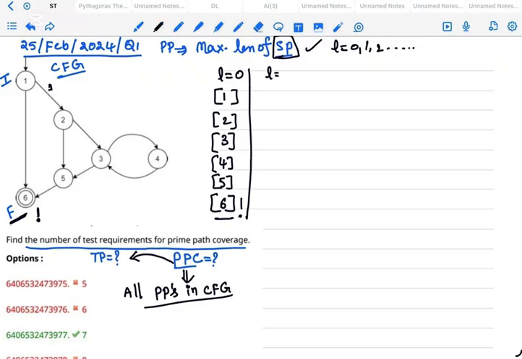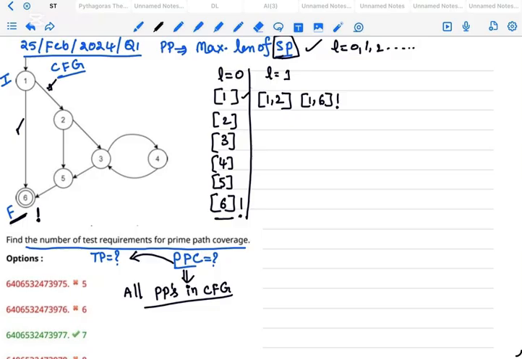Okay, length 1 simple paths. We extend the length 0 path by the next node. Starting from 1 to 2 is a simple path of length 1. Is it possible to extend another from node 1? Yes, 1 to 6 is also a simple path of length 1, and it ends with the final vertex, so it gets an exclamation mark. So from node 1 only these 2 are possible.